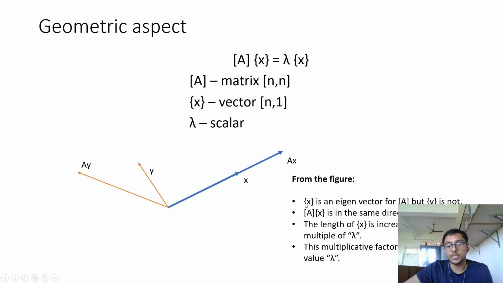From this figure, we see that vector x is an eigenvector, but y is not. The matrix multiplication Ax is in the same direction as vector x, and the multiplicative factor with which the length of the vector is increased is called the eigenvalue for that particular eigenvector.